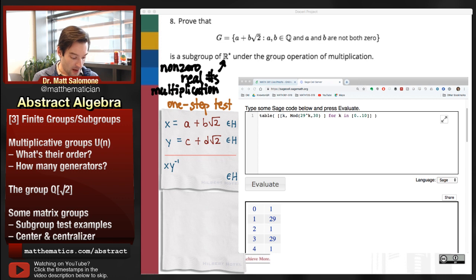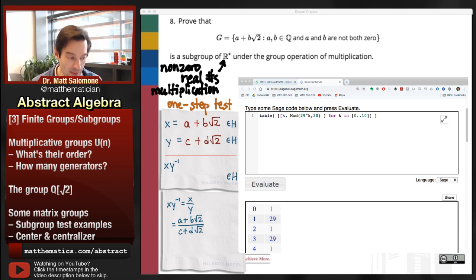Now as real numbers, how would I do this? X times Y inverse as real numbers would be the same as X divided by Y. After all, the operation in R star is legitimately multiplication of real numbers, the familiar multiplication that we're used to. So we can get away with calling this division, despite all of my warnings about thinking about division. So what is X? X is A plus B radical 2. Y is C plus D radical 2.